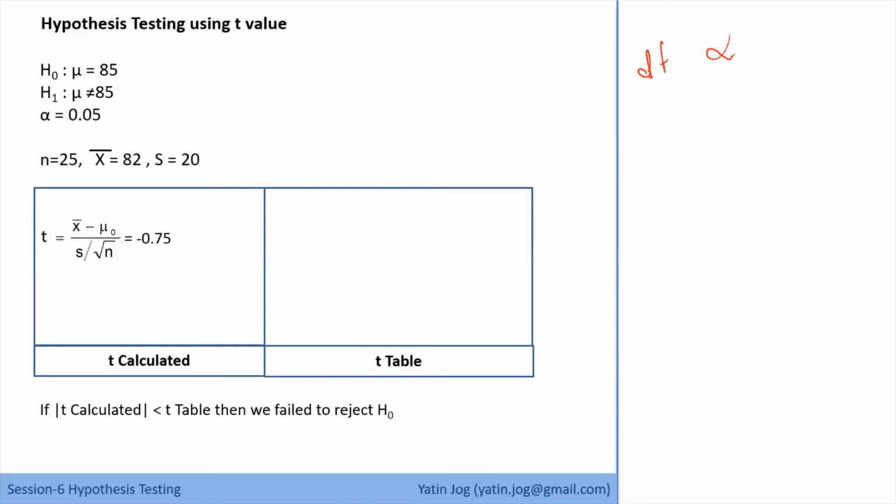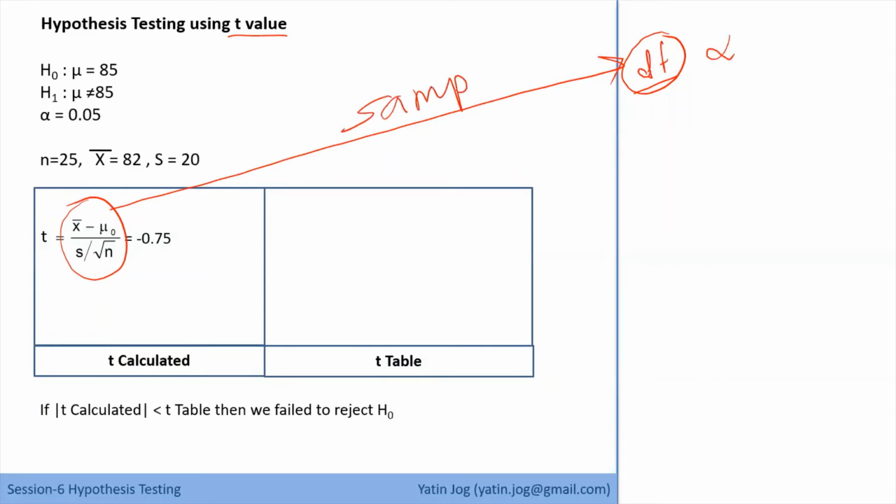Okay, so now what is df? As we have discussed conceptually, df stands for degree of freedom. And why are we considering degree of freedom? Because we are into t-value analysis. Why are we doing t-value analysis? Because we don't know the population parameter and we know the sample parameter. Whenever we talk about a sample, we have to consider degree of freedom, and that is one less always for one statistic calculation.